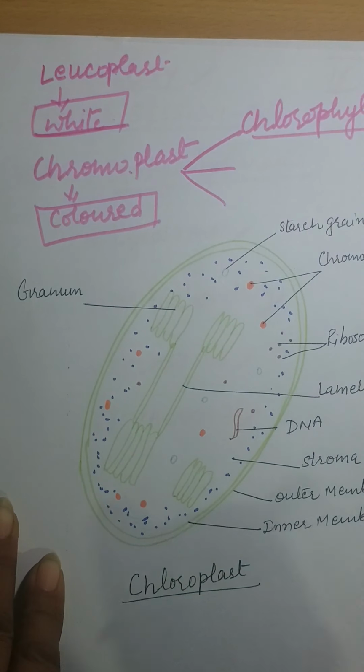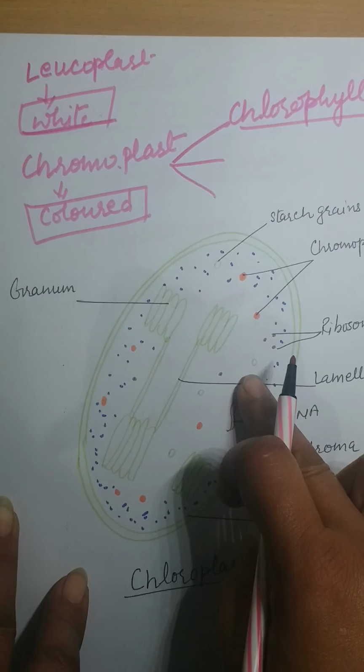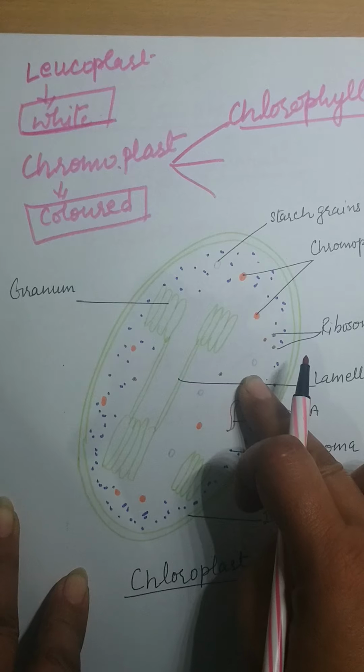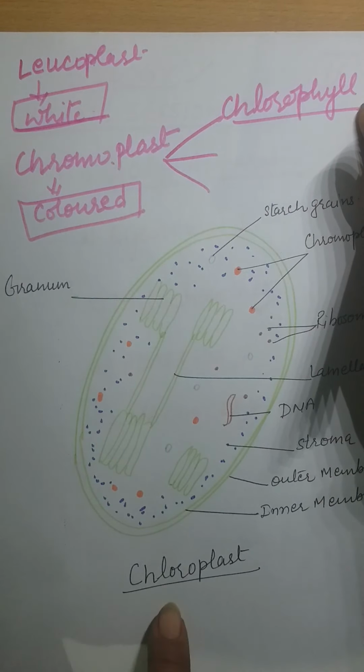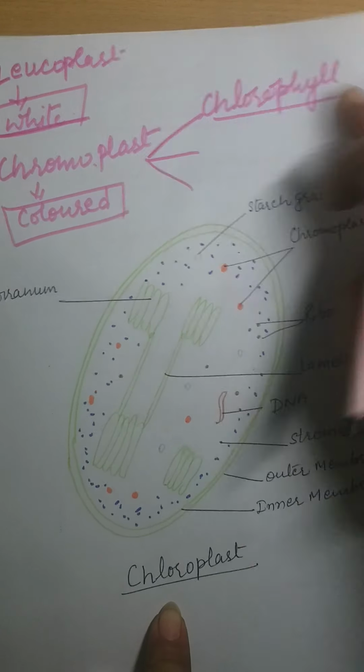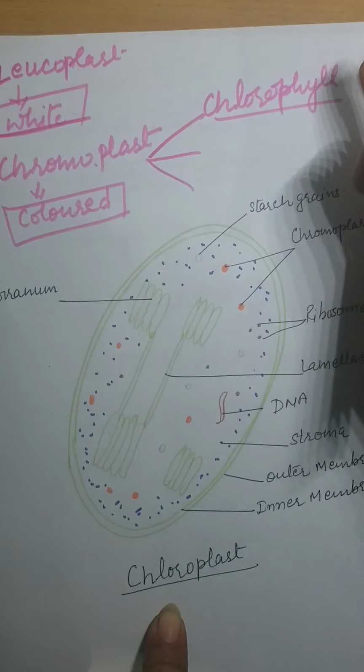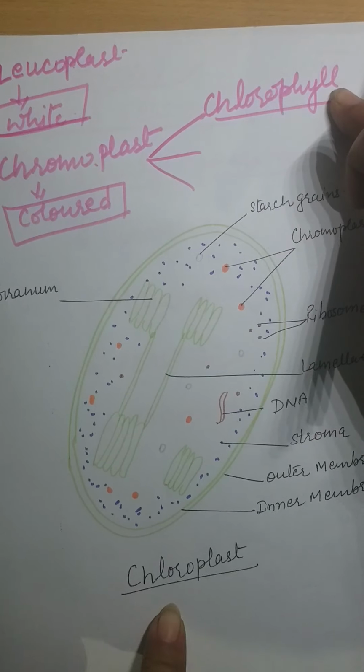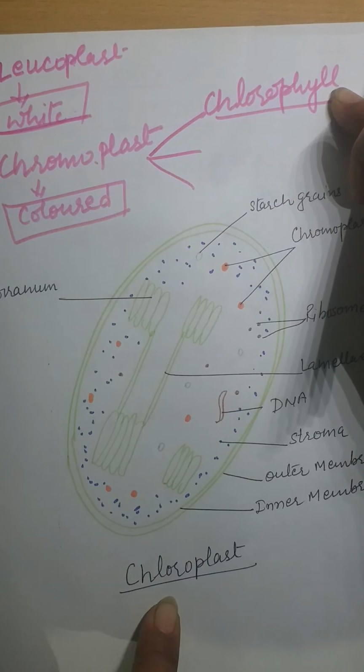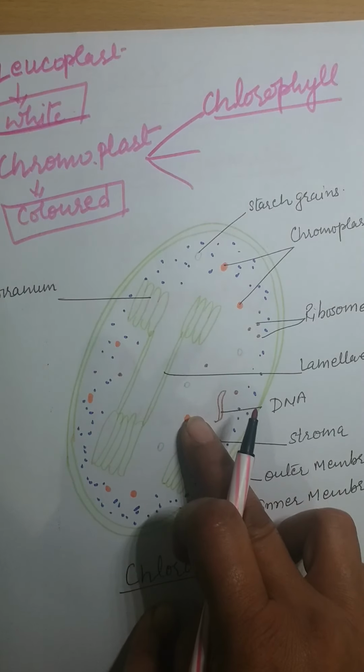Chlorophyll is a green color pigment, and the chromoplast which is having chlorophyll green color pigment is known as chloroplast. So this is the structure of chloroplast.